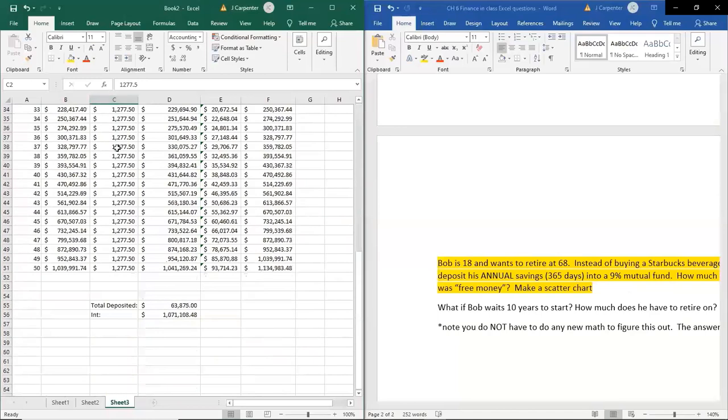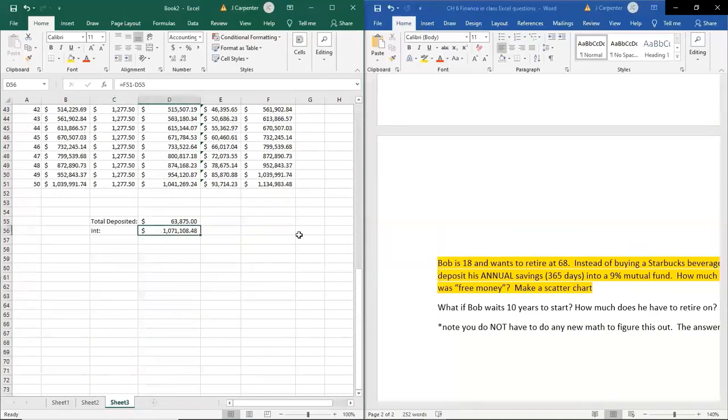So we could deposit this into a Roth IRA every single year and get $1 million tax-free. Uncle Sam would not take one penny of that $1 million if all of this had been put into a Roth IRA.